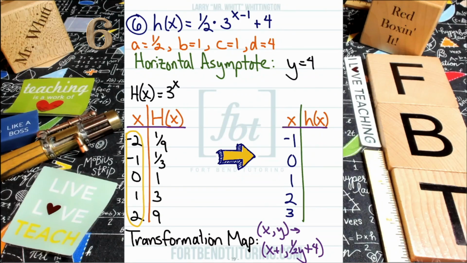For the y values, you're going to take each y value, take half, and then add 4. For instance, with this 1/9, you'll say half of a ninth is 1/18, and then 1/18 plus 4 gives you a result of 4 and 1/18. Just like that, people. 4 and 1/18.